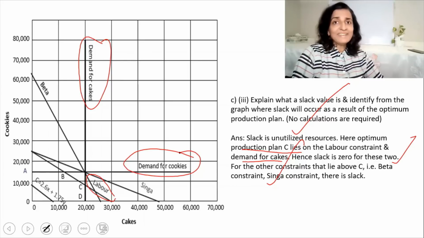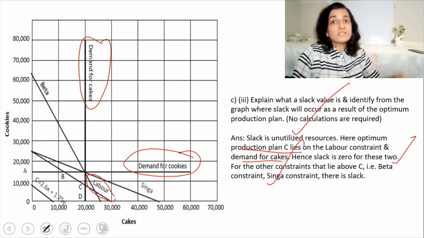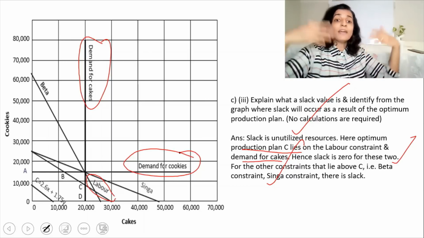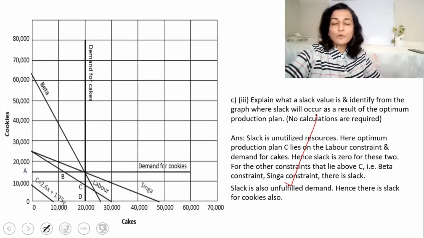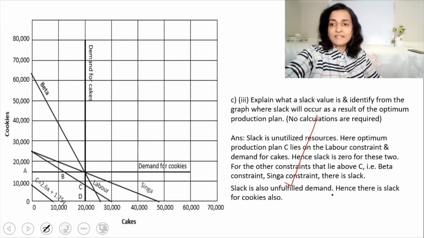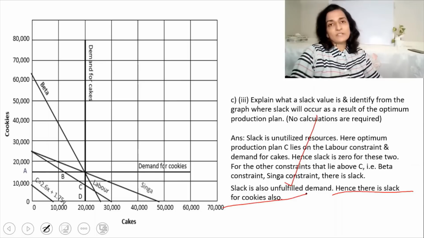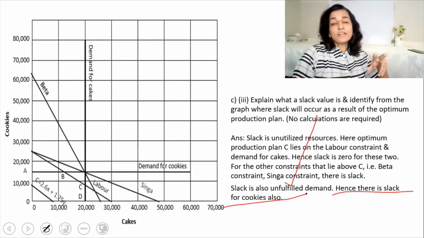Now, labor is a binding constraint. If you recollect what we studied in the previous class, labor is a binding constraint. We don't have sufficient labor to manufacture the entire cookies. Slack is also unfulfilled demand. So here the demand for cookies is unfulfilled. Hence, there is a slack for cookies also. So slack can either be unutilized resources or it can also be unfulfilled demand.